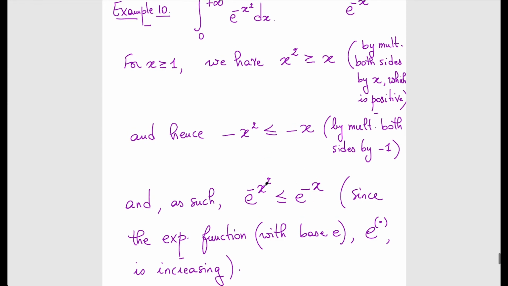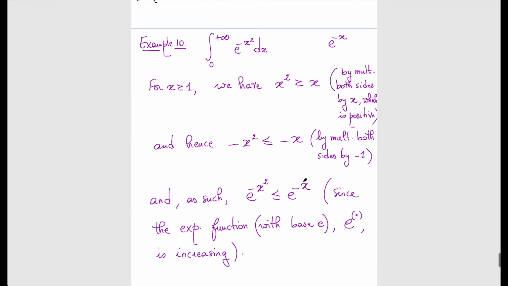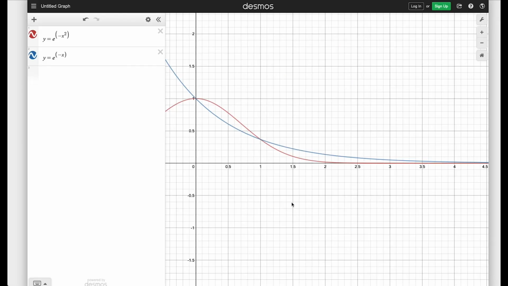Very good. Isn't that what we observed on Desmos, this relationship? So for all x greater than or equal to 1, this actually happens. We sensed it just by looking at the graph. So from 1 onward, e to the power negative x is bigger than or equal to e to the power negative x squared.